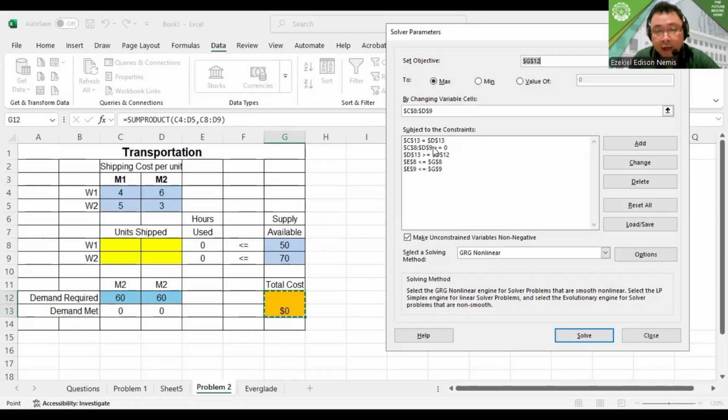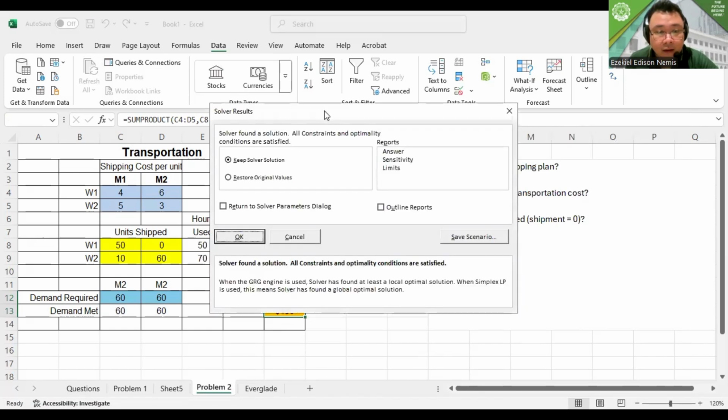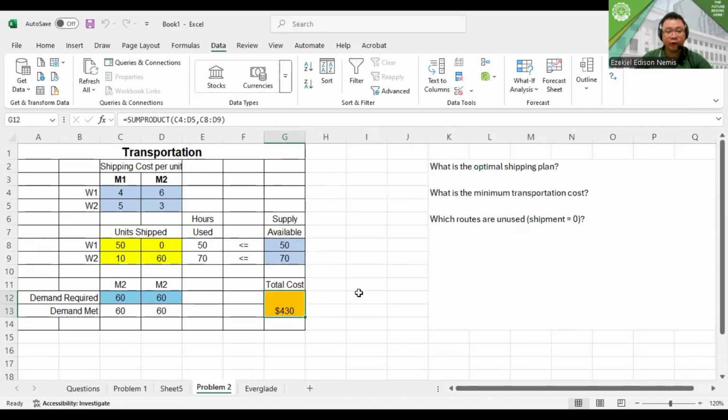Once the constraints are all set, all we have to do is to click minimum. Remember this is a minimum problem. Check this one, GRG linear, and then click solve. Once we click solve, here is the correct answer. The total cost is 43,000.